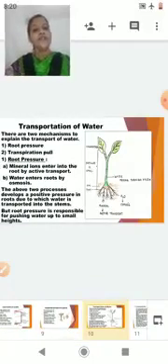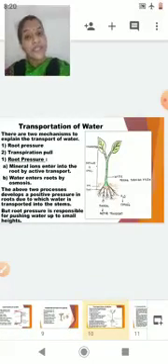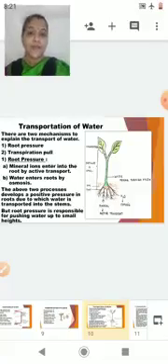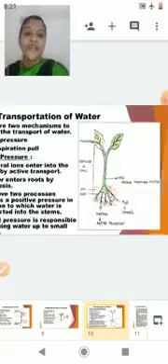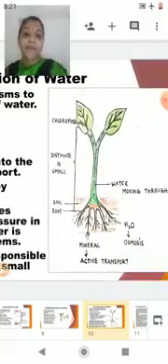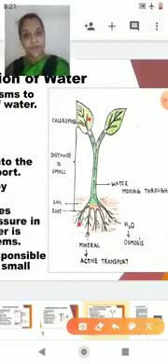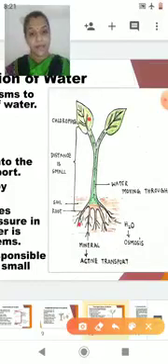Now, transportation of water. Students, there are two mechanisms to explain the transportation of water. One is root pressure and the other is transpiration pull. Now, why do we have two mechanisms here? Because the transportation of water is dependent upon the distance between the root and the leaves, the aerial parts.